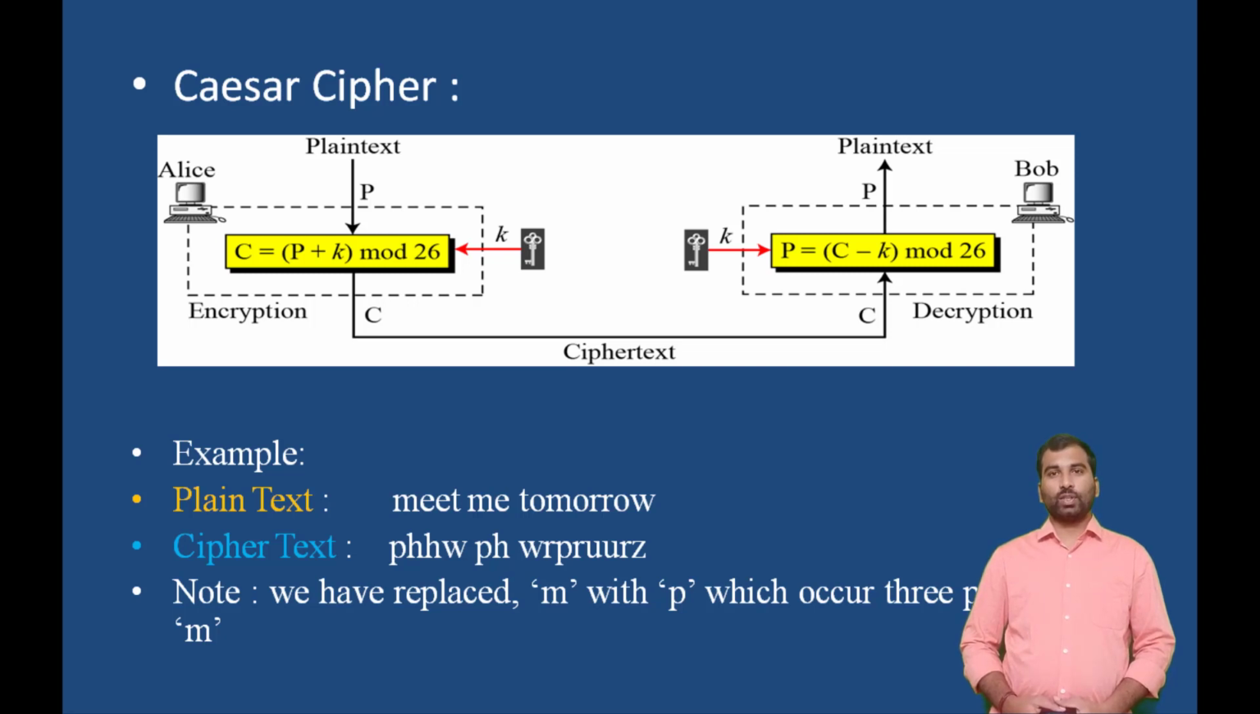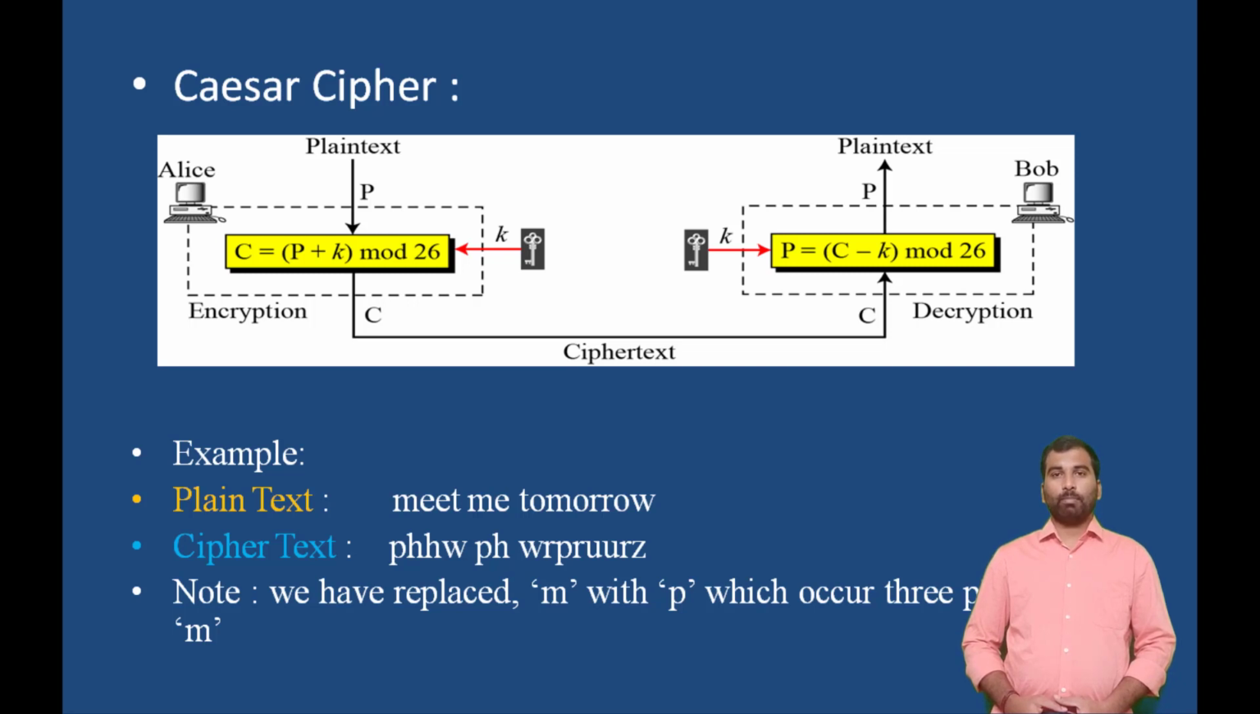Here the plain text is meet me tomorrow. And the ciphertext here is like this. So look at the example. We have replaced M with P, which occurs 3 places after the M. And similarly, E is replaced with H, which occurs 3 places after E. So if we have to replace the letter Z, then the next 3 letters counted after Z will be A, B, C. So while counting the 3 alphabets, if Z occurs, it circularly follows with A.